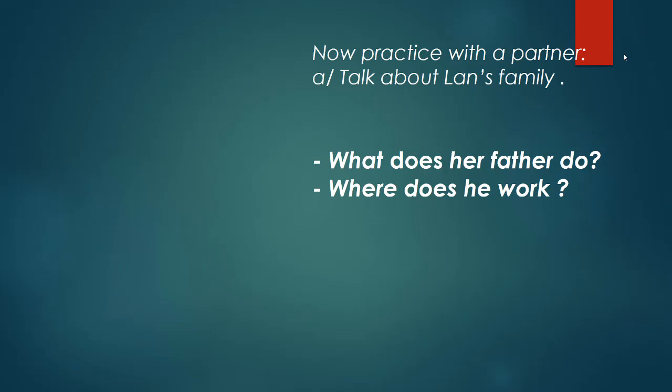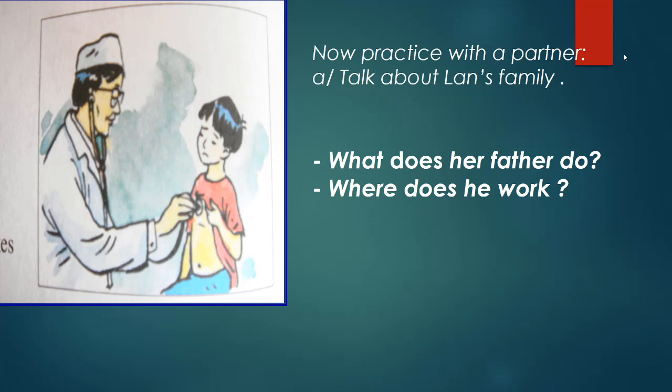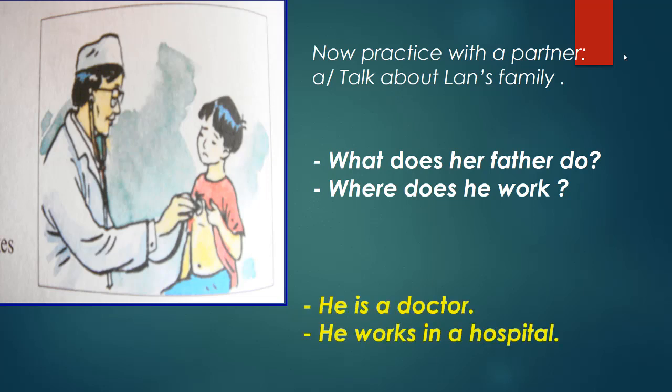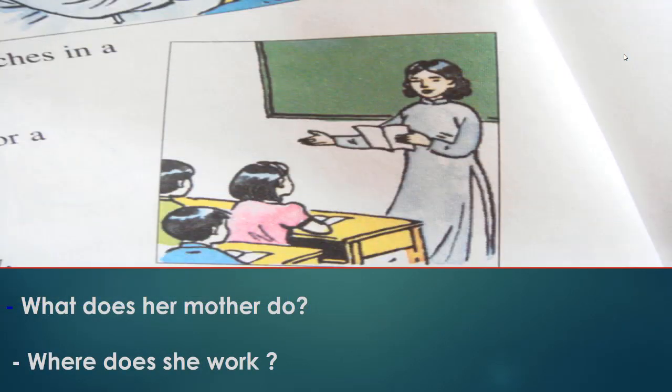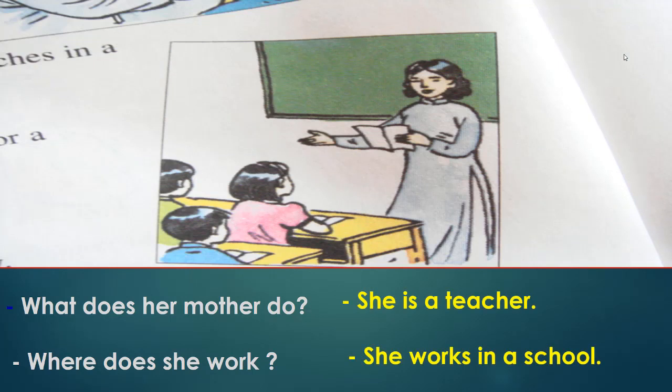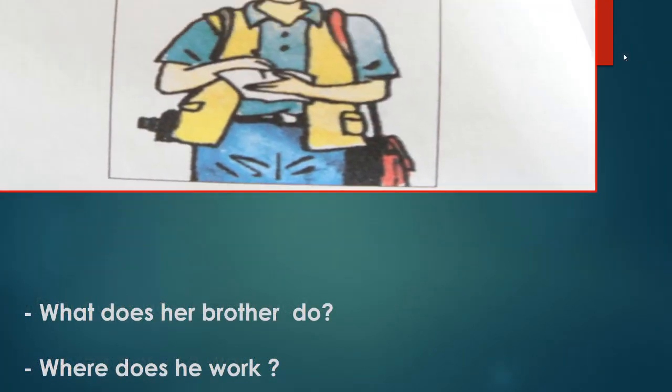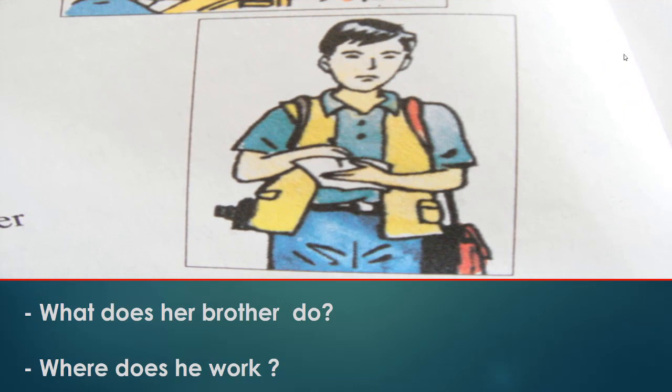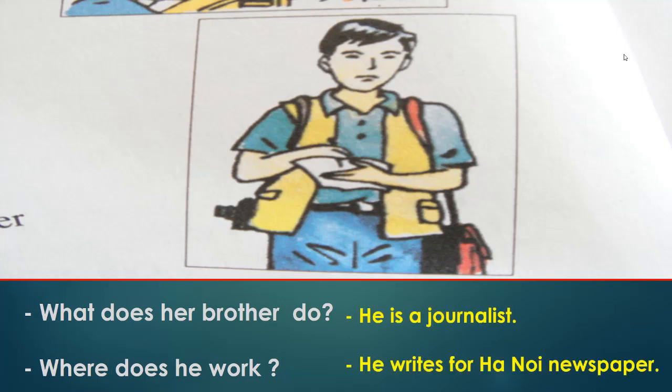Now, let's talk about Lan's family. Answer the questions. What does her father do? Where does he work? Answers. He is a doctor. He works in a hospital. Next picture. What does her mother do? Where does she work? Yes, she is a teacher. She works in a school. Next picture. What does her brother do? Where does he work? He is a journalist. He writes for a Hanoi newspaper.